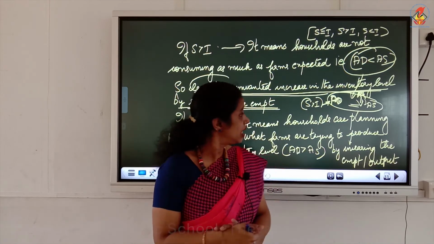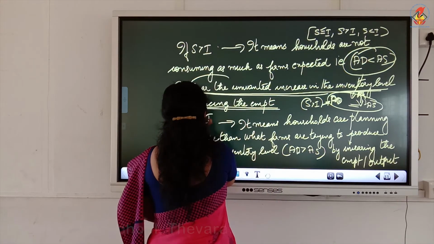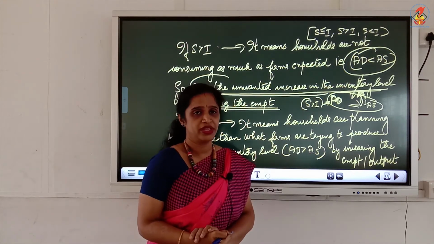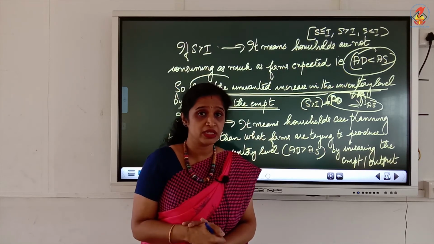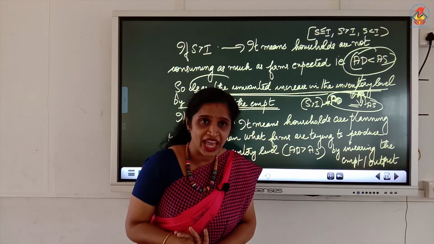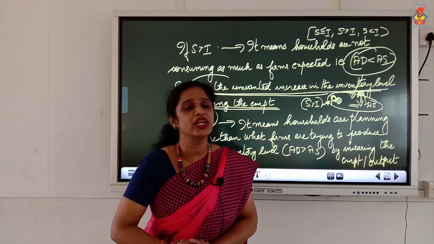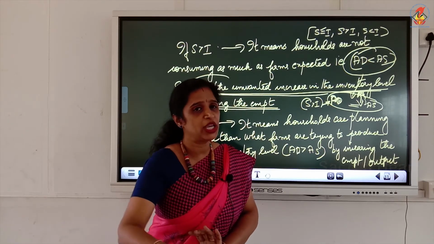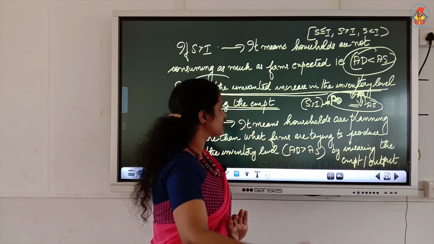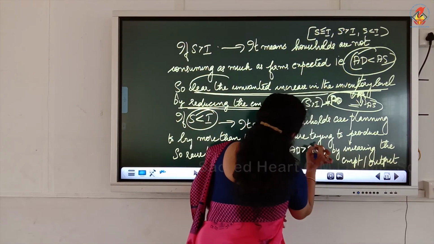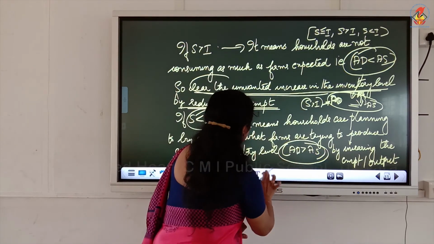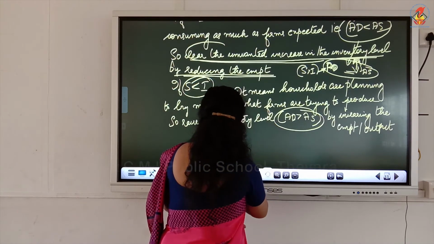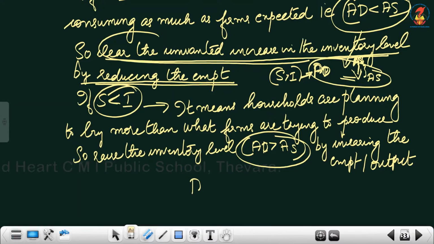Likewise, if S is less than I, what does it mean? Saving is less than investment. That means people are not saving more. Instead of that, they are spending more in the economy. They are planning to buy more. That means aggregate demand is greater than aggregate supply. So if aggregate demand is greater than aggregate supply, what has to be done here? Just think of that. Here aggregate demand is higher, aggregate supply is less.